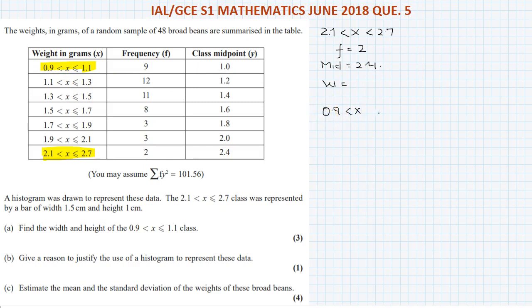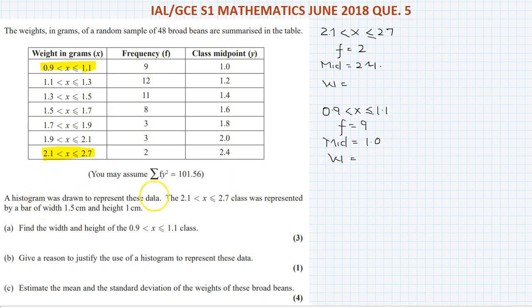0.9 up to 1.1 inclusive. This frequency is given 9. This midpoint is given 1, class midpoint, and its width.